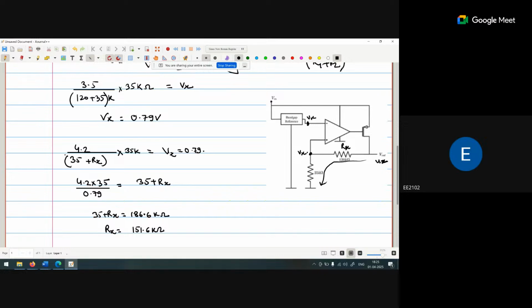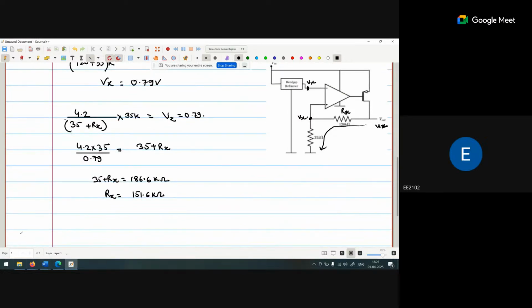Okay, 151.6 kilo. Now initially, what is the value of Rx? 120. Okay, now it will be changed to 151.6k for output voltage 3.5 to 4.2. So what is the del of Rx? It is 151.6 minus 120 is equal to 31.6. So this is the change.